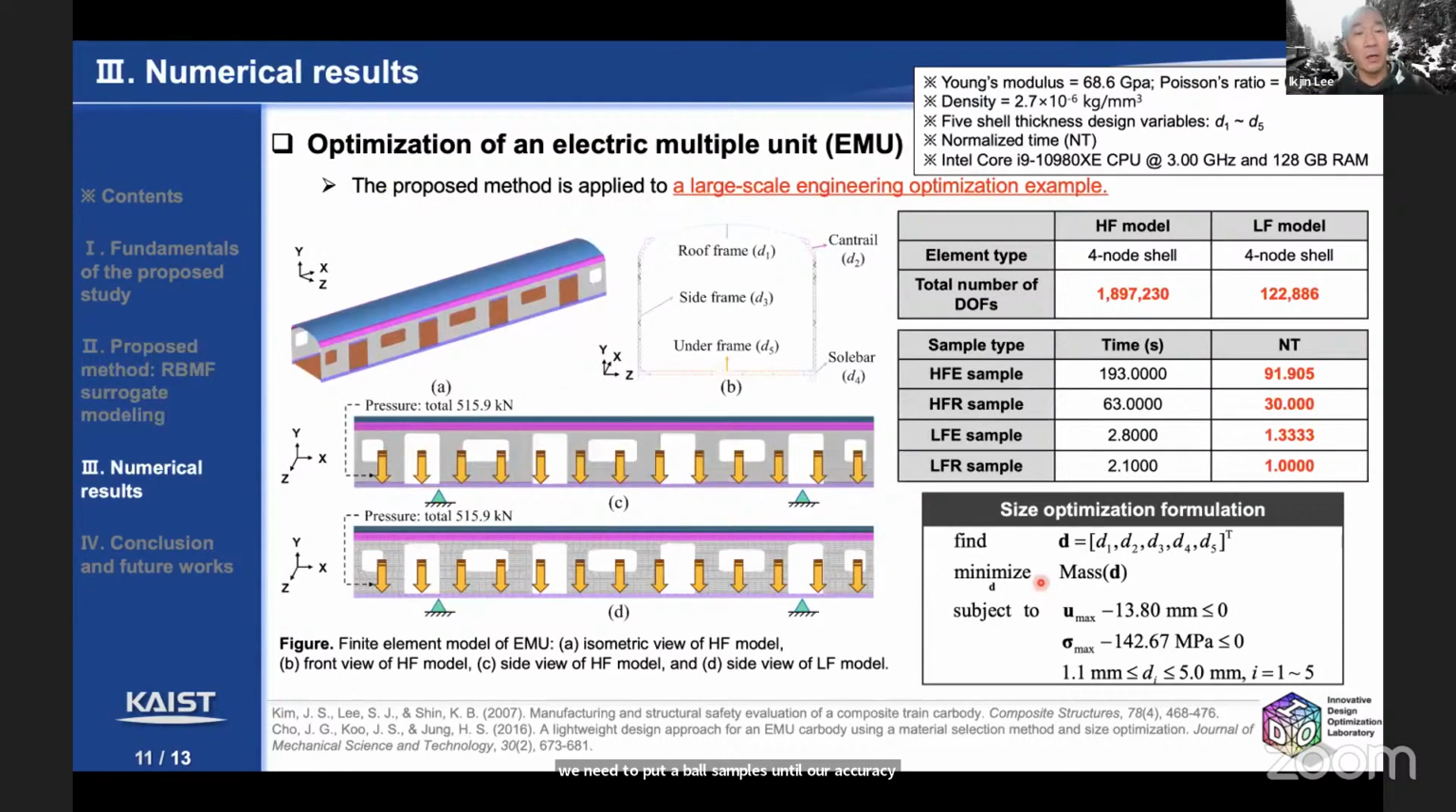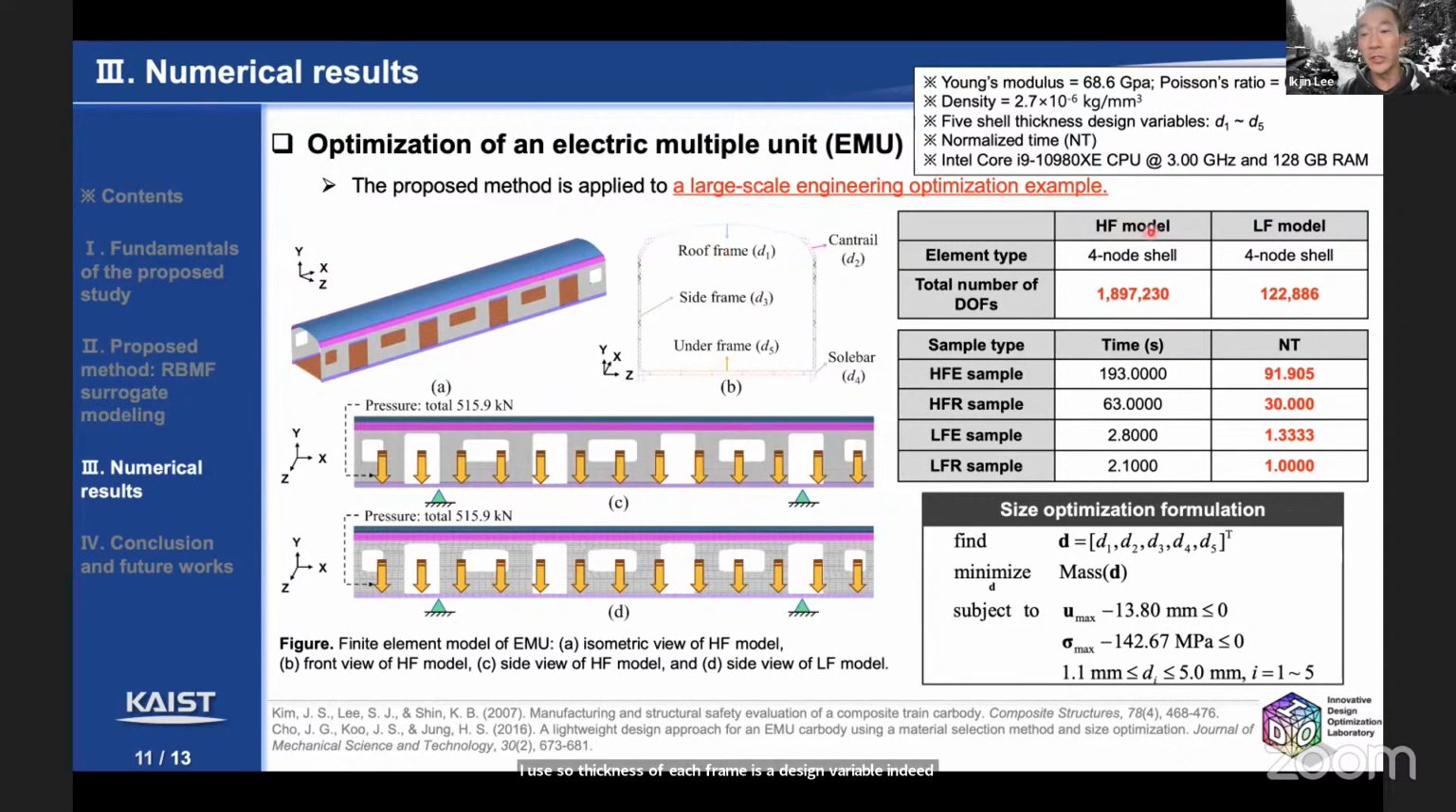And let's see one optimization example. Here, an electric multiple unit, EMU, is used for the example. We are going to optimize this car body where 5 design variables are used. The thickness of each frame is a design variable.